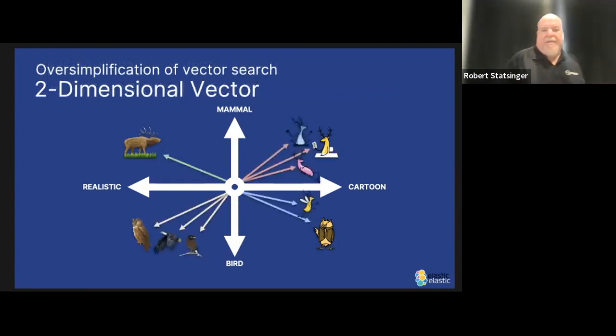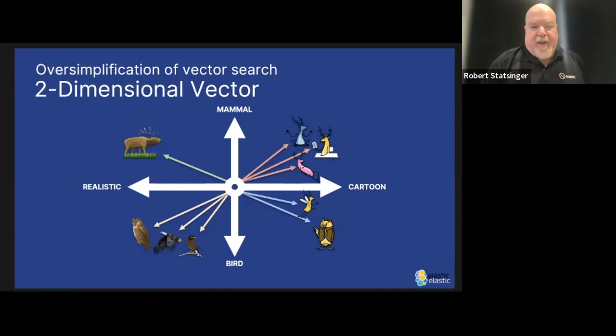So this simple process then allows us to classify different kinds of images along a few dimensions. A cartoon bird, or a cartoonish bird-like object, we know kind of where it's going to live in this space. We know sort of where a realistic-ish bird is going to live in the space. And we know where a realistic-ish or a cartoonish elk is going to be classified in the space. Now we can search.